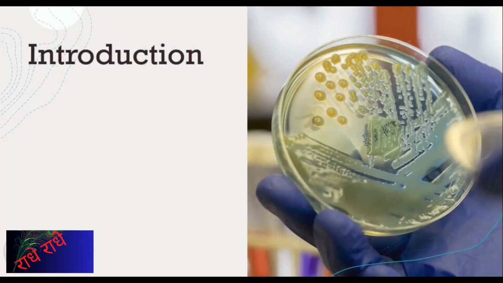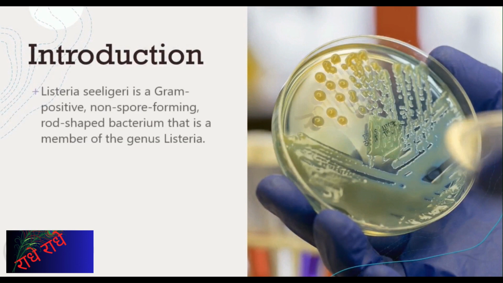Listeria seeligeri is a gram-positive, rod-shaped bacterium that forms part of the Listeria genus. It is non-spore forming and has been identified as the cause of foodborne illnesses in humans. It has also been found to be an opportunistic pathogen, capable of causing severe infections in immunocompromised individuals and pregnant women.